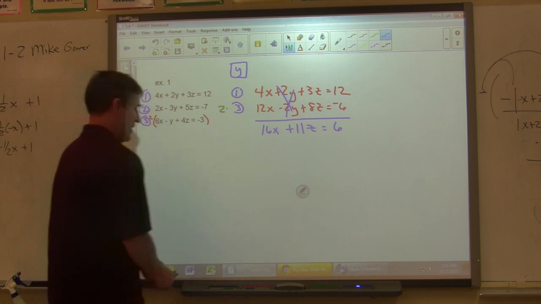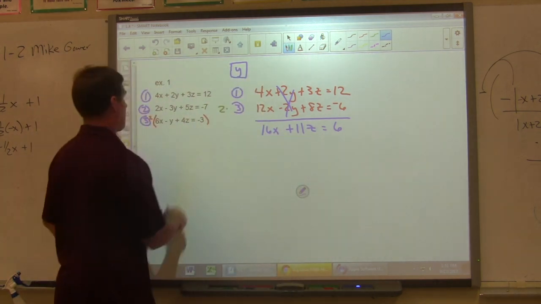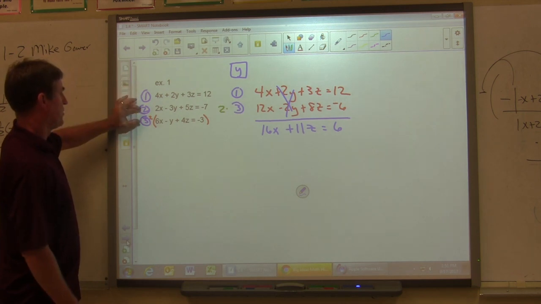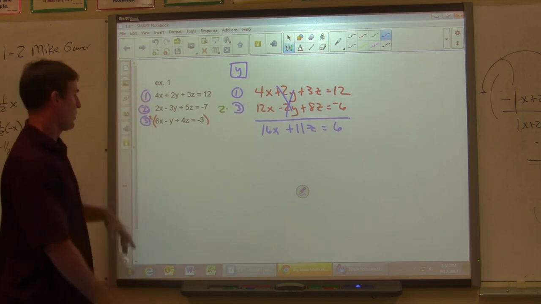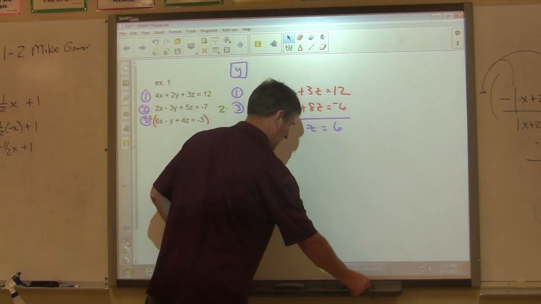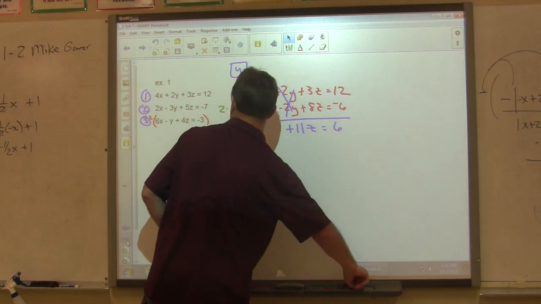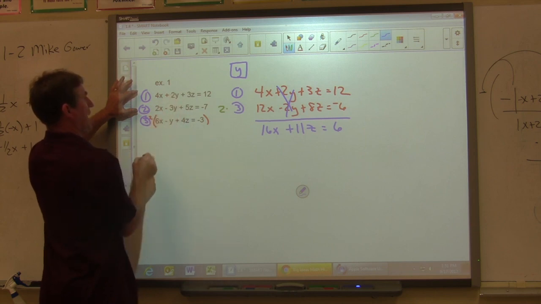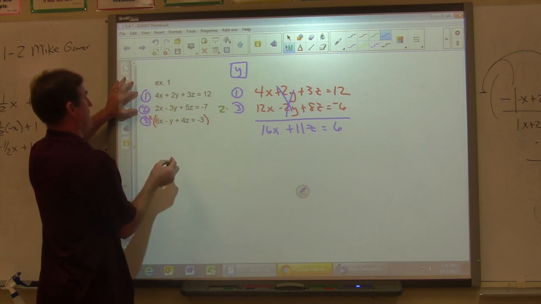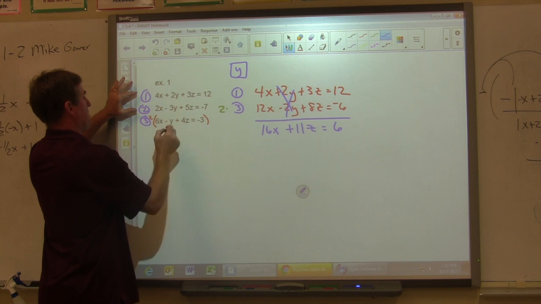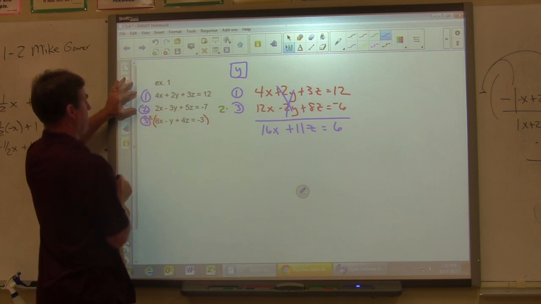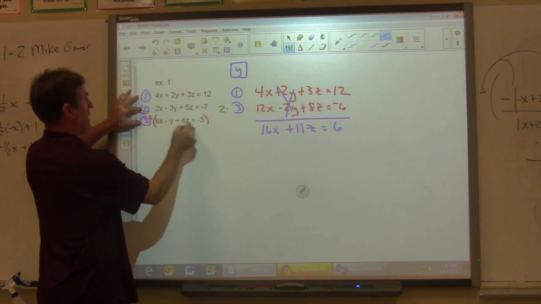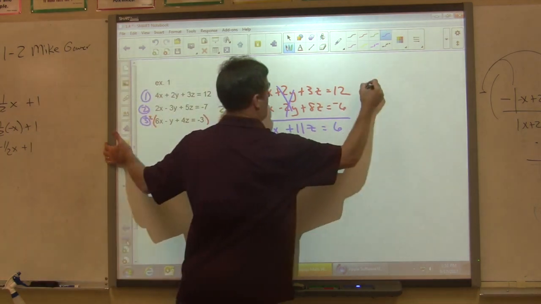So now I'm going to, once you've used 1 and 3, you have to use either 1 and 2 or 2 and 3. It doesn't make any difference. It's totally up to you. Okay? If I used 1 and 2, the first thing that 2 and negative 3 go into would be 6. So I'd have to multiply this equation by 3 and this equation by 2. Whereas if I use these two, I only have to multiply the bottom equation. So I'm going to use 2 and 3.